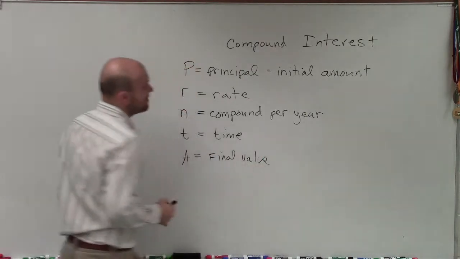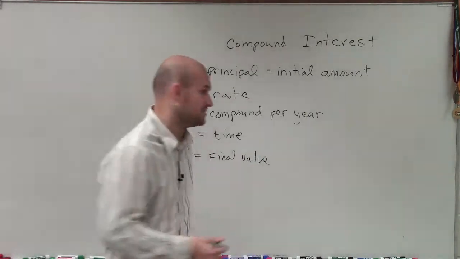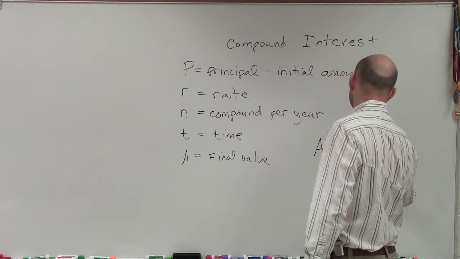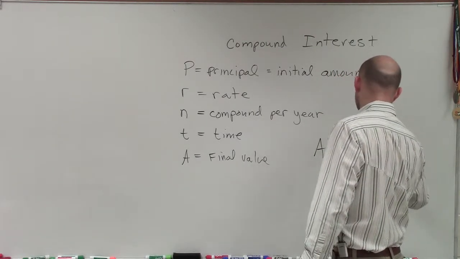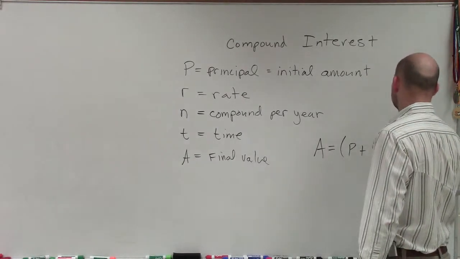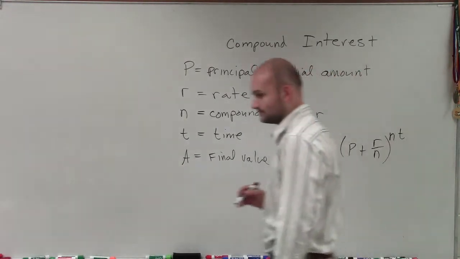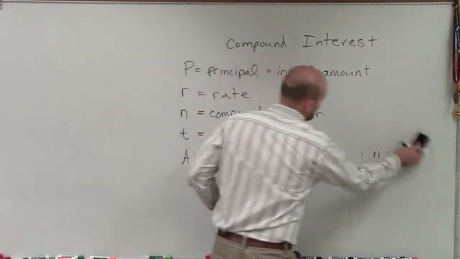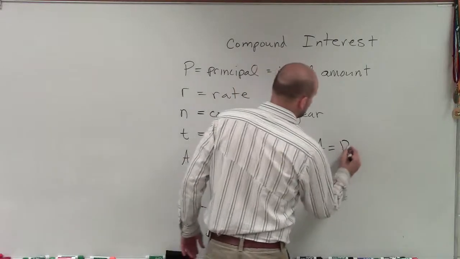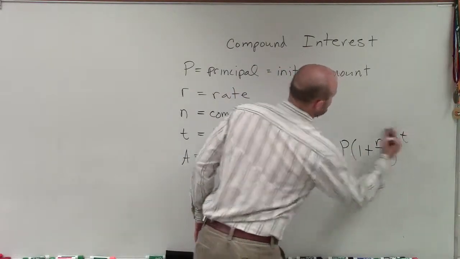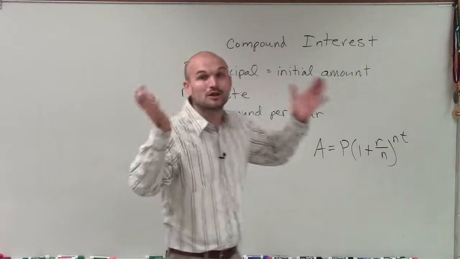All right, so the formula for compound interest is A equals P times 1 plus R over N, raised to the N times T power.